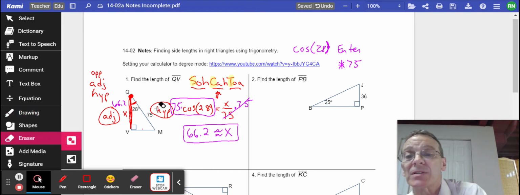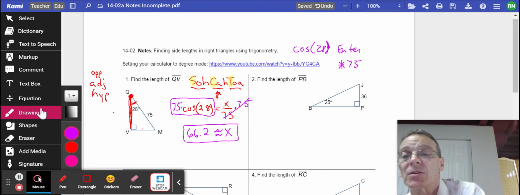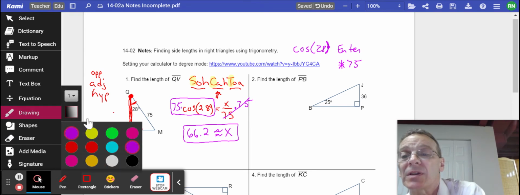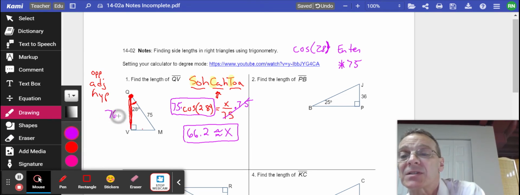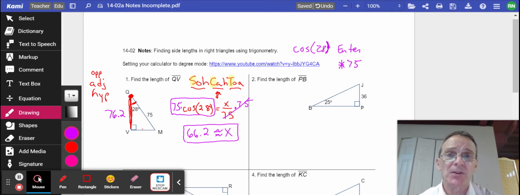Okay, let me erase some stuff here, clean up this picture. Let's imagine that you had typed a bunch of stuff in your calculator and you came up with an answer of not 66.2, but 76.2 for the length of QV. There's no way on earth QV could be 76.2 in this triangle. Do you know why? Look at the triangle. Look at the other sides in the triangle. You see the one other side that we know something about?